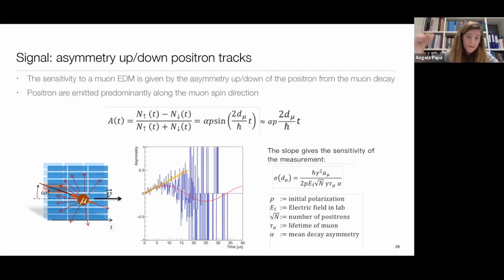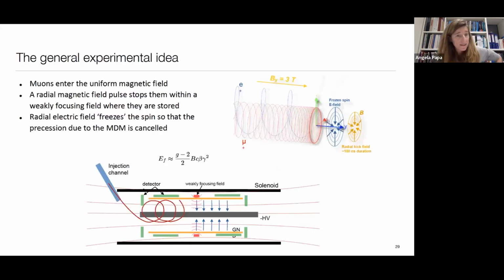And now, informally, if we do this exercise taking into account how the positrons are really emitted, then we are going to be sensitive to the slope of the oscillations that we are going to have from the muon decay. And now, how do we really want to do this experiment?